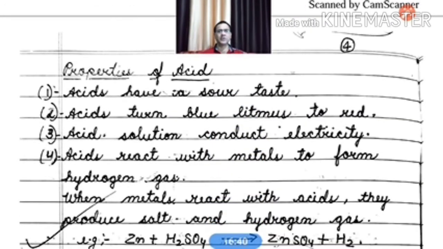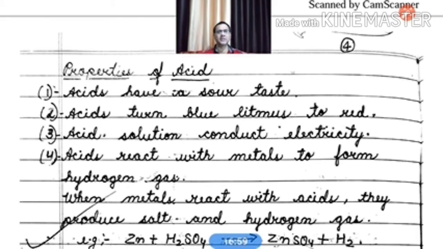Now we are going to study the properties of acids, the simple properties of acids. First, acids have a sour taste. Acids are sour. Second, acids turn blue litmus to red. Just now I have explained that all the acids turn blue litmus to red.